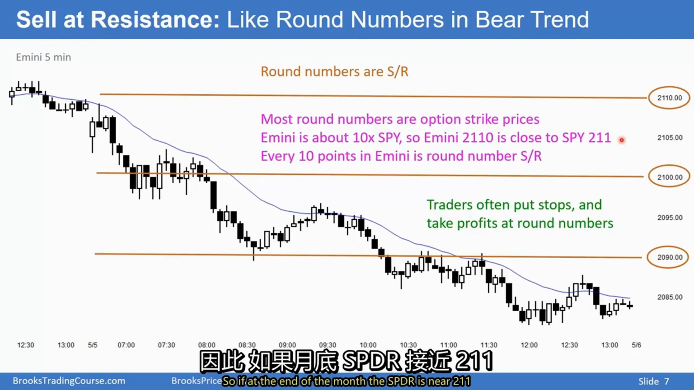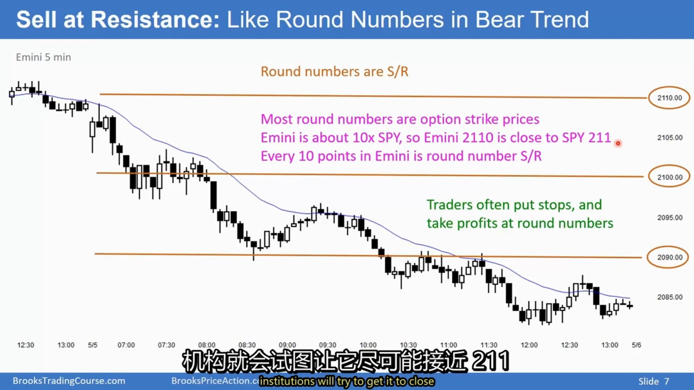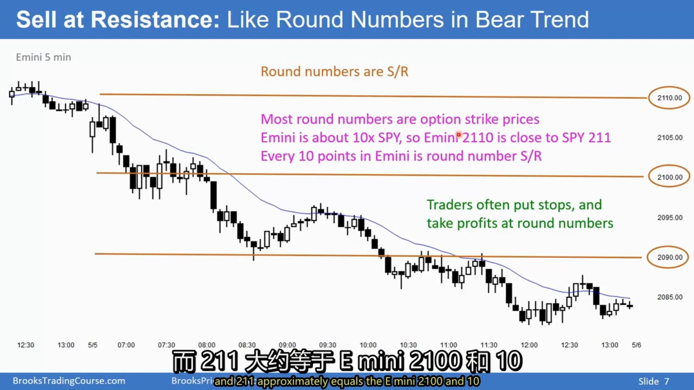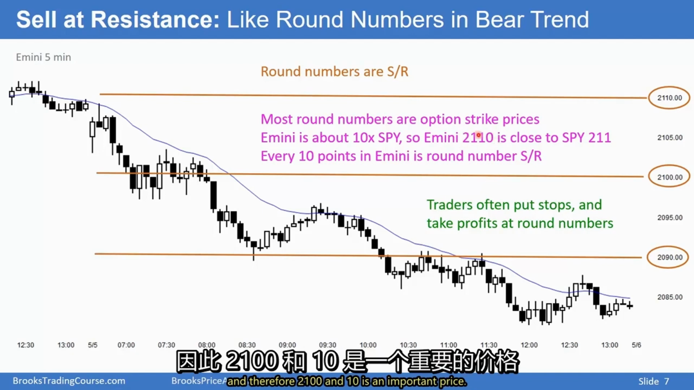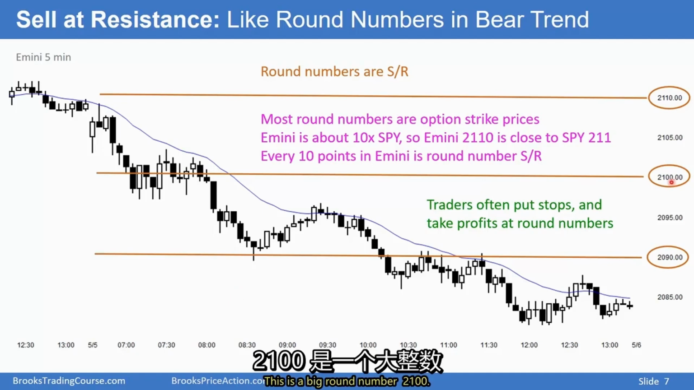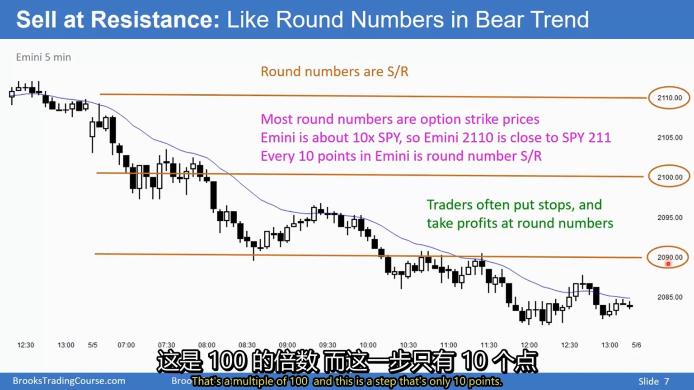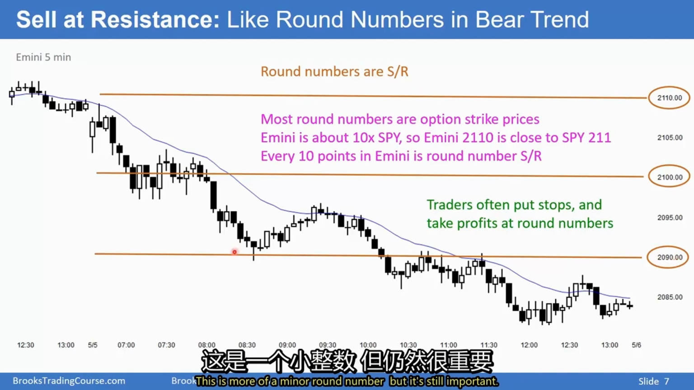So if at the end of the month the Spider is near 211, the institutions will try to get it to close as close to 211 as possible so that as many options will expire worthless as possible. And 211 approximately equals the E-mini 2110, and therefore 2110 is an important price. This is a big round number, 2100. To me, this is a small round number. That's a multiple of 100, and this is a step that's only 10 points. This is more of a minor round number, but it's still important.